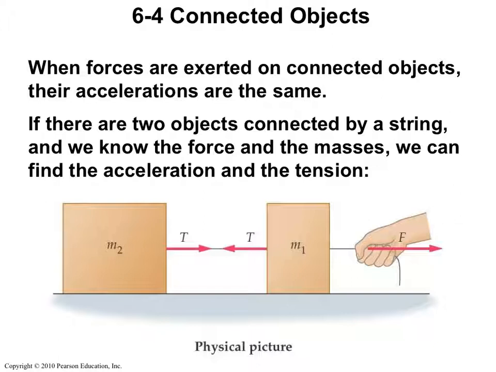Now, we're often going to see this in connected objects, which I showed before, but this looks a little bit different. So when forces are exerted on connected objects, their accelerations are the same. We did see this last chapter during the flipped lesson. If there are two objects connected by a string and we know the force and the mass, we can figure out the acceleration and we can figure out this tension.